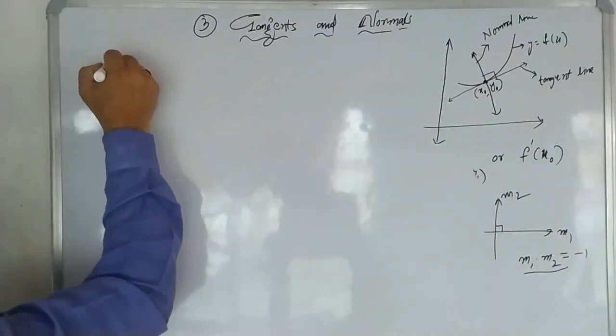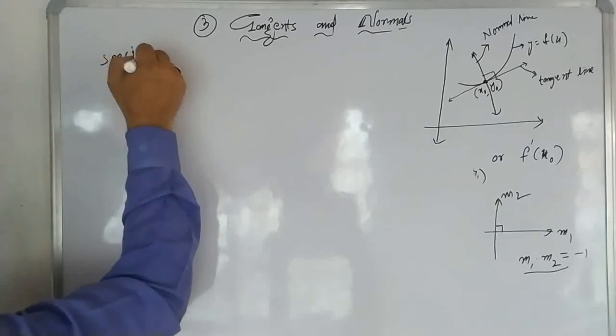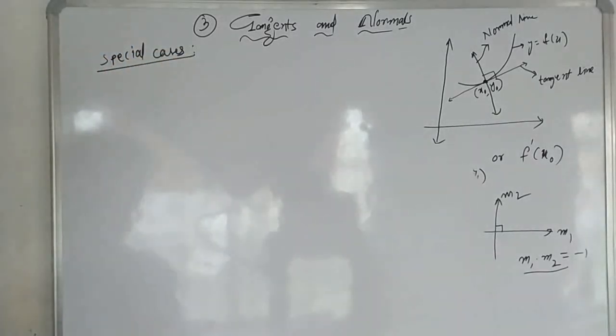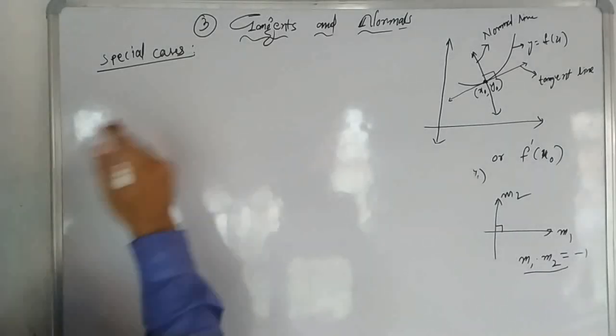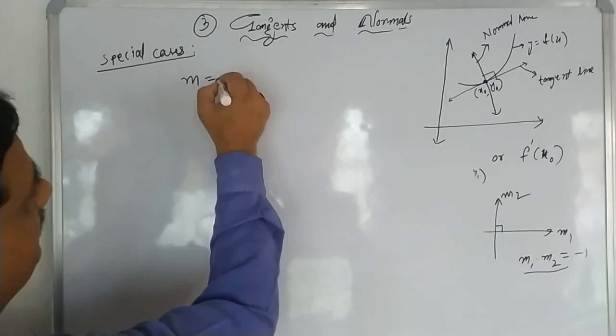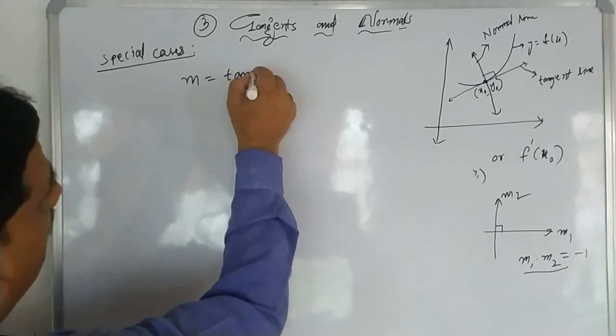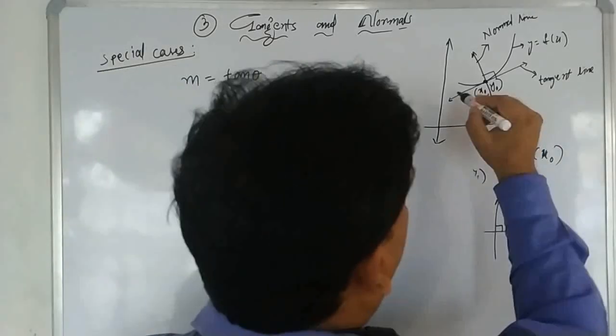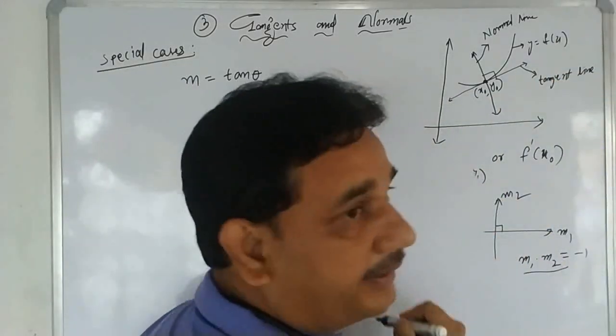Some special cases. What are the special cases? You know that m, the slope, is equal to tan theta. Now, what is tan theta? Now, this is the tangent line.